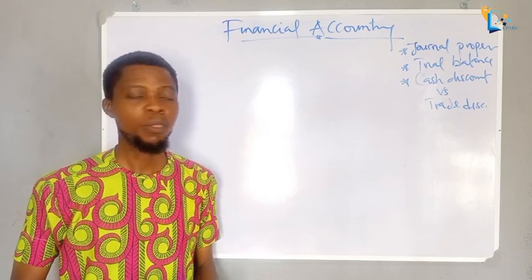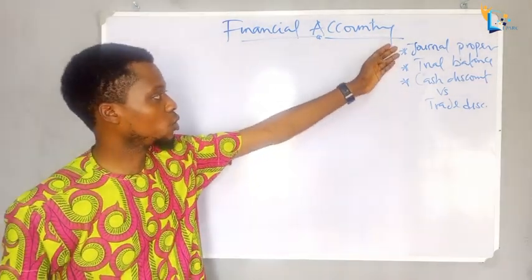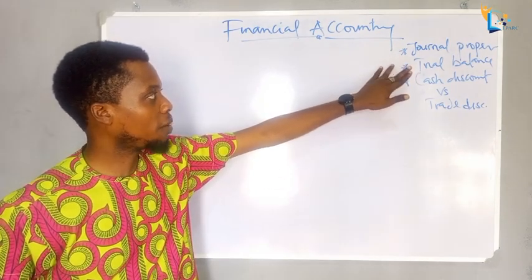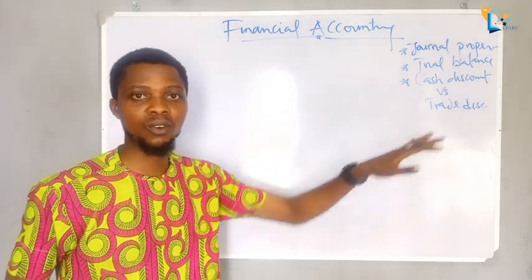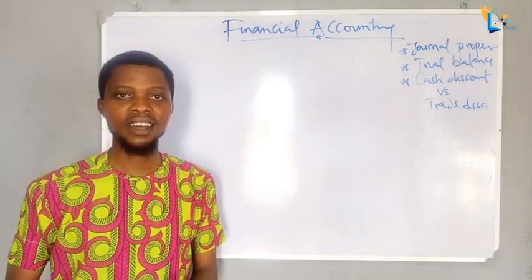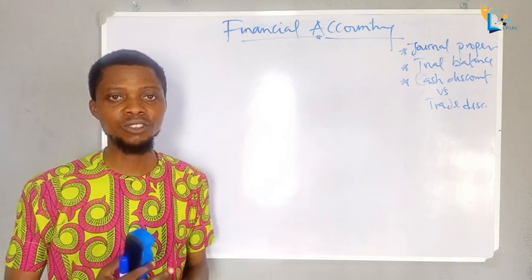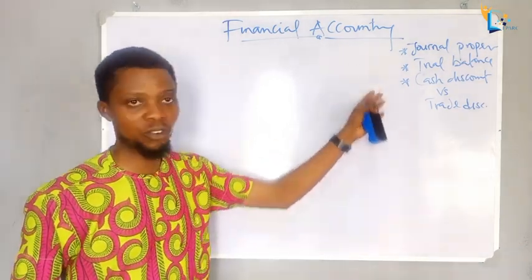So today we're going to be looking at financial accounting, and we're going to be looking at this topic quickly: journal proper, trial balance, cash discount, and the trade discount. Just like I mentioned in the early class, we're about to go into practicals, but there are fundamentals we need to know concerning financial accounting, and these are part of them.